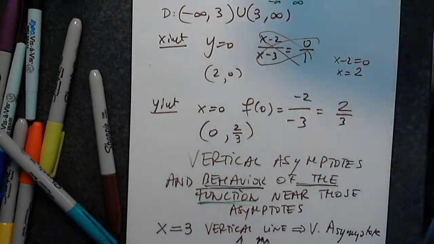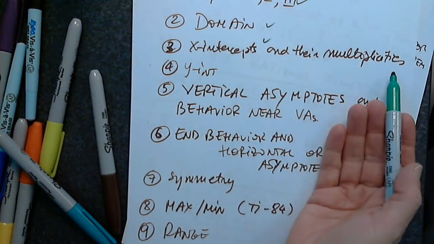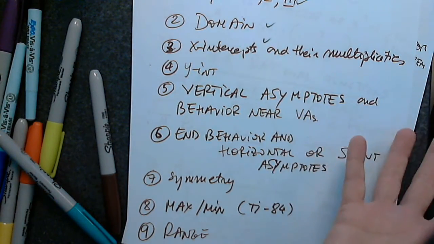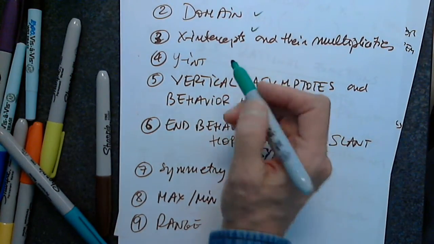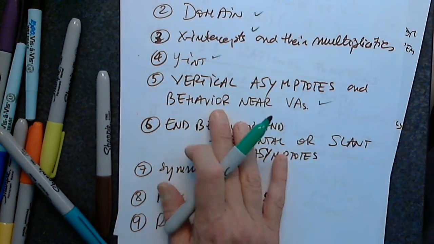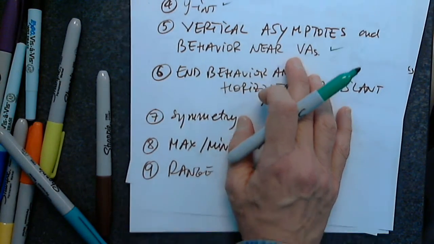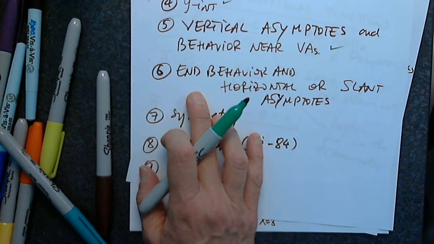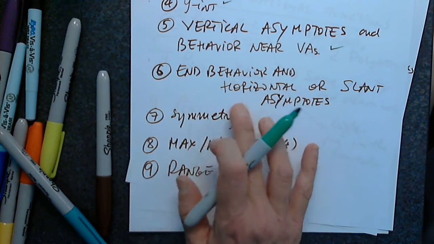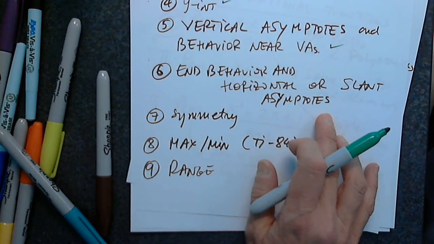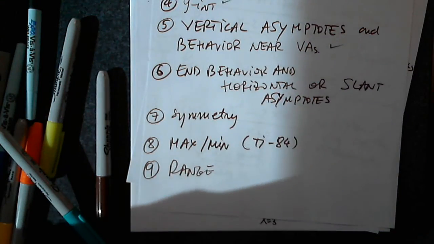Okay, so far we talked about the type, the domain, the x-intercepts. There are no multiplicities in the sense that there is only one solution, multiplicity 1, so there is nothing to discuss. We determined the y-intercept. We identified the vertical asymptote and behavior near the vertical asymptote. Now let's talk about number 6, which is the end behavior, which we know from polynomials, and horizontal or slant asymptotes.